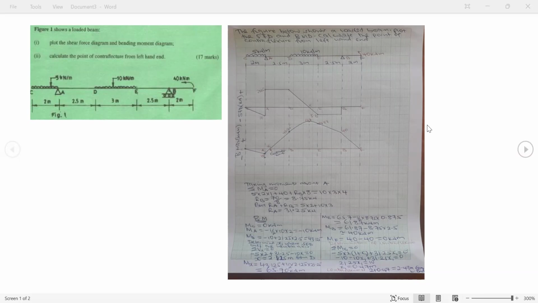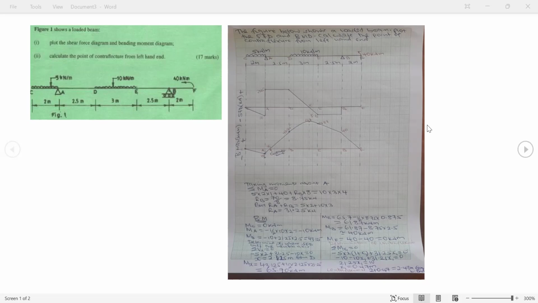I'm David Okot. I'll be privileged to take you through this drawing of SFD and BMD. And this is a special beam because it has a bending moment at end F. So the question is, you plot the shear force diagram and bending moment diagram. You calculate the point of contraflexion from the left hand.